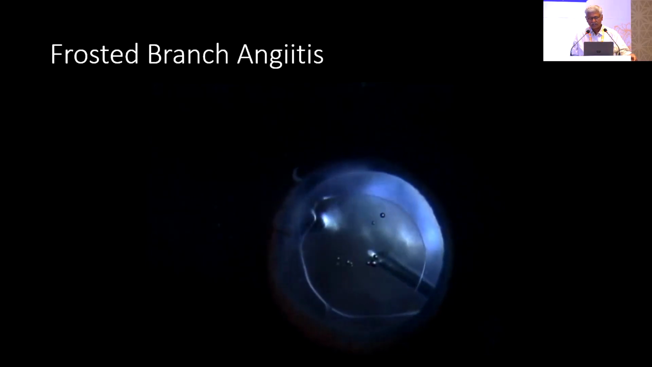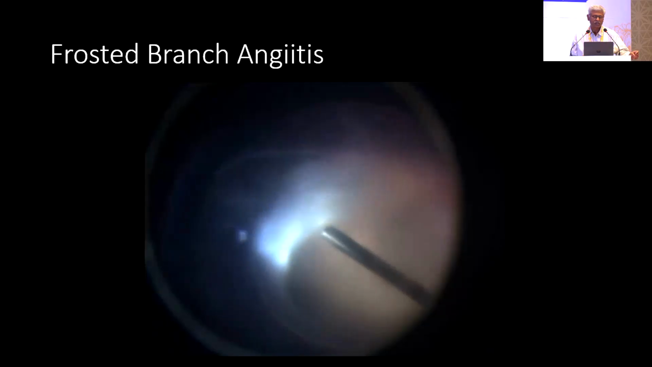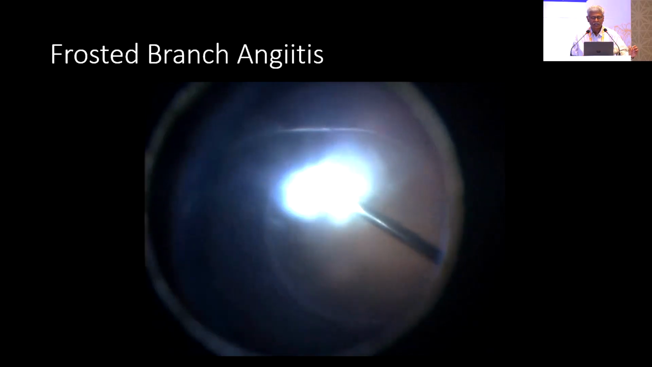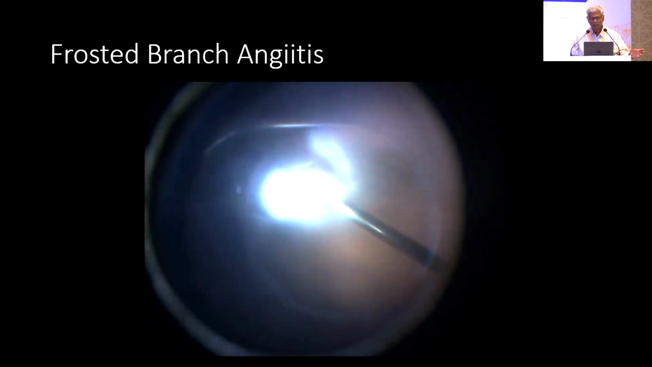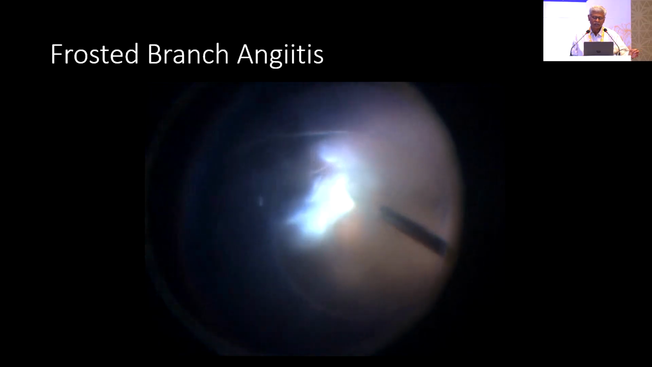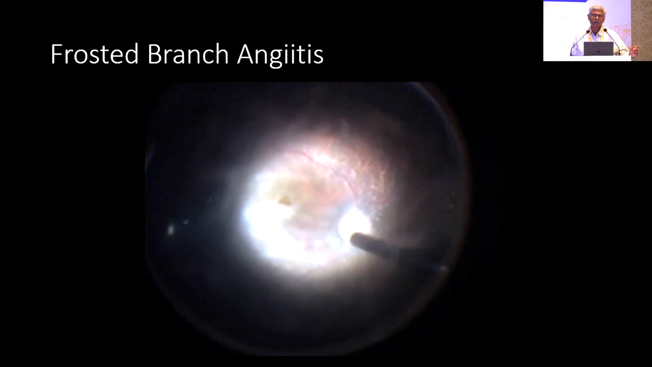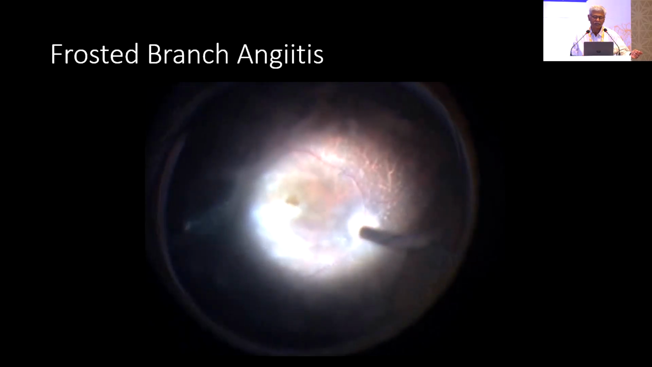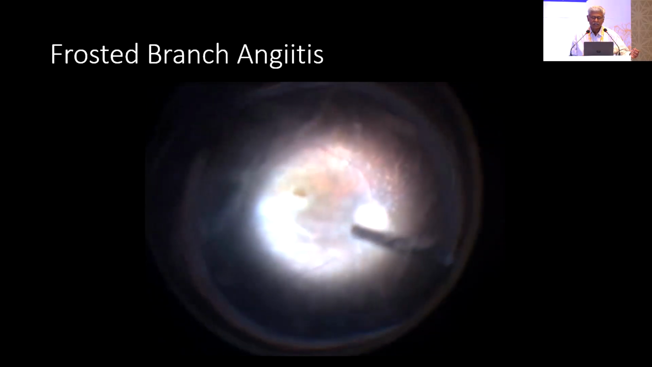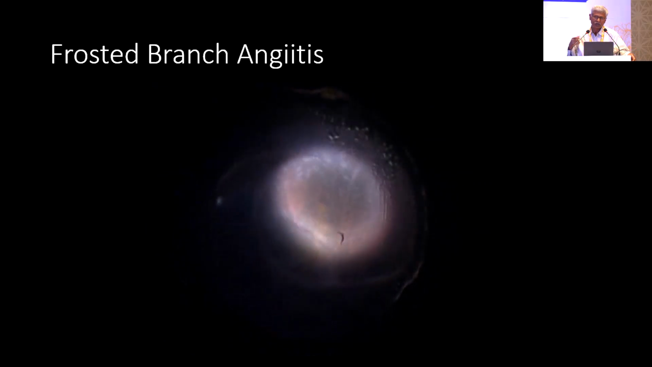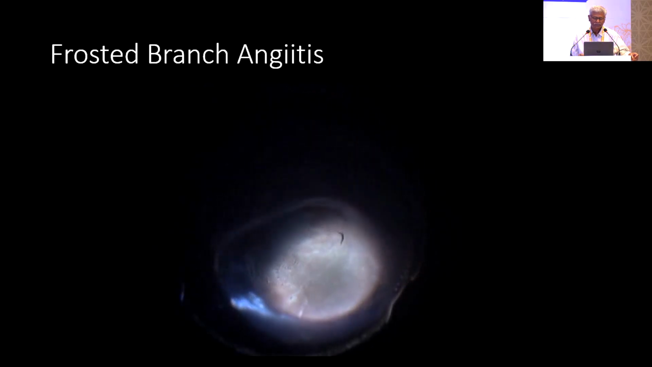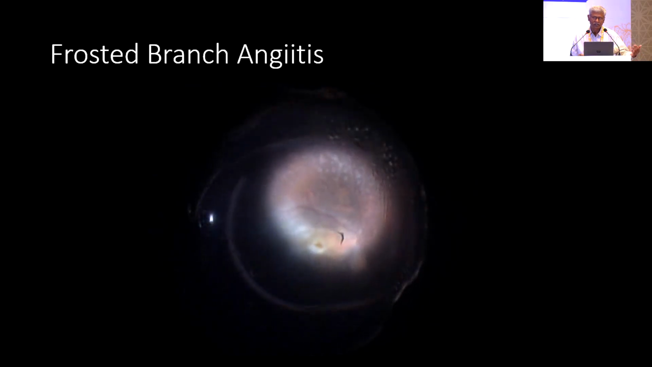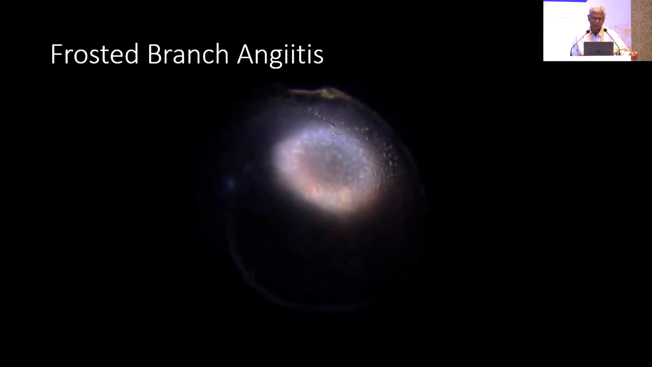Let's look at another patient. This was a 65-year-old with loss of vision in both eyes and vitreous inflammation. So we resorted to vitrectomy, and post-vitrectomy you can see a frosted branch angiitis with retinal inflammatory signs. You can see there are multiple infiltrates all across the retina. You can see the frosted branch angiitis involving particularly the superior retinal vessels.